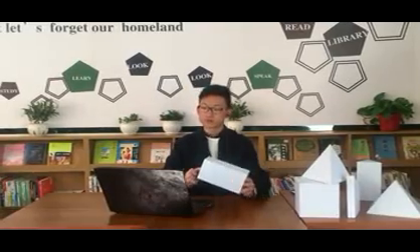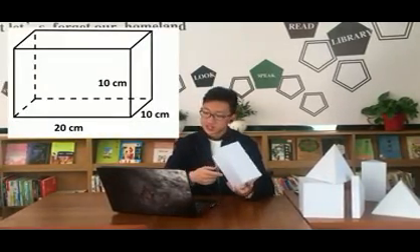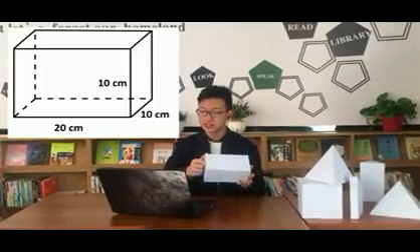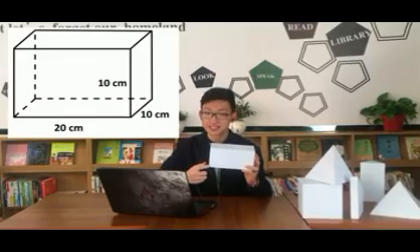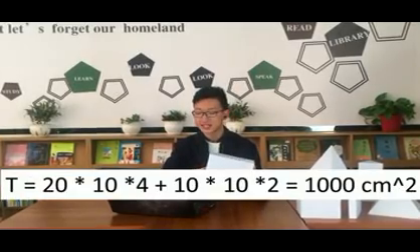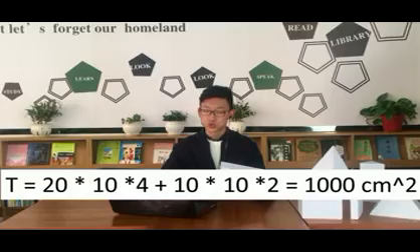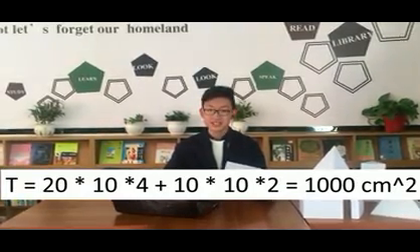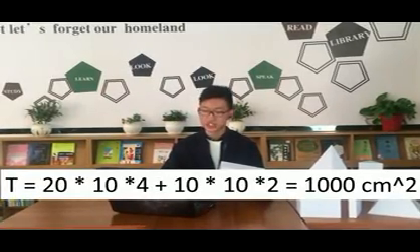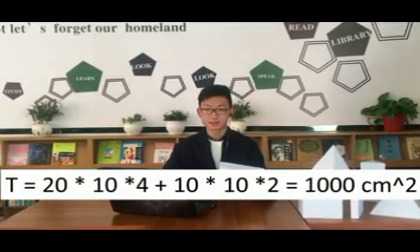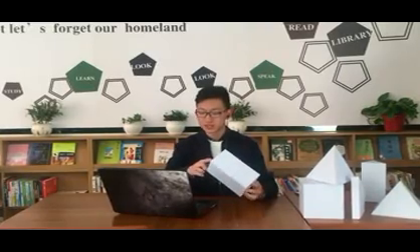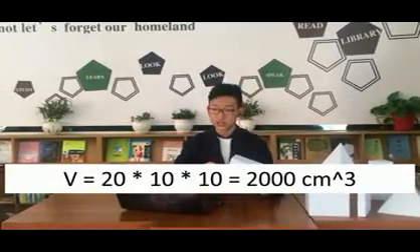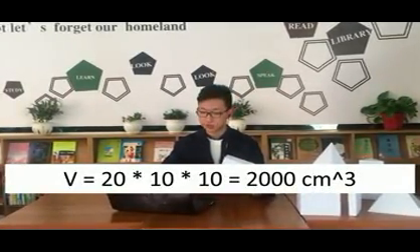To give an example, the length of this cuboid is equal to 20 centimeters. The width is 10 centimeters and the altitude is also 10 centimeters. Then we can get that T is equal to 20 times 10 times 4, plus 10 times 10 times 2, which equals 1000 centimeters squared. And the volume is equal to 20 times 10 times 10, which equals 2000 centimeters cubed.